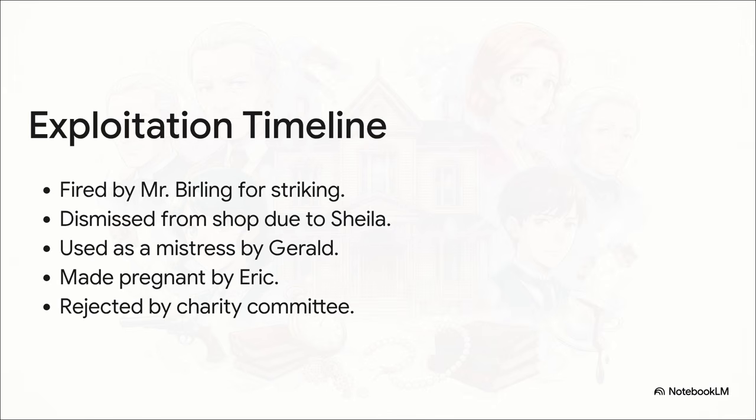Next, she's used as a mistress by Gerald, and later made pregnant by Eric, refusing his stolen money. And finally, when she has absolutely nowhere left to turn, she is coldly rejected by Mrs. Burling's charity committee. It's a tragic checklist. She's passed from person to person, treated merely as cheap labor or an object of pleasure by the patriarchal elite.